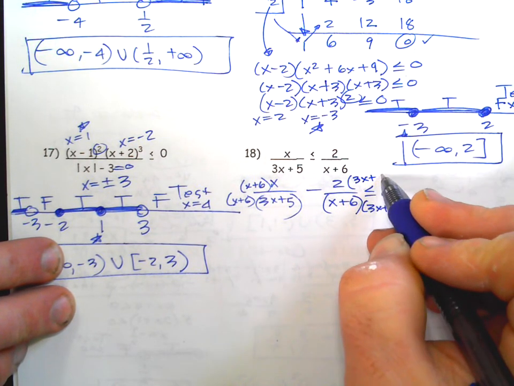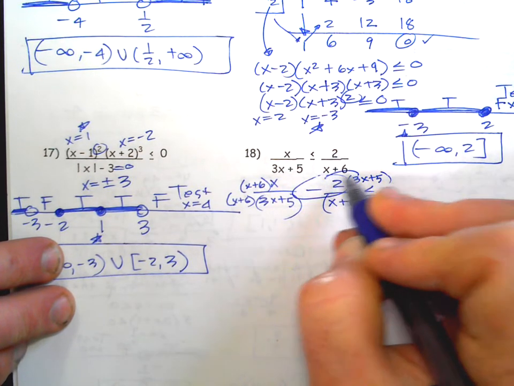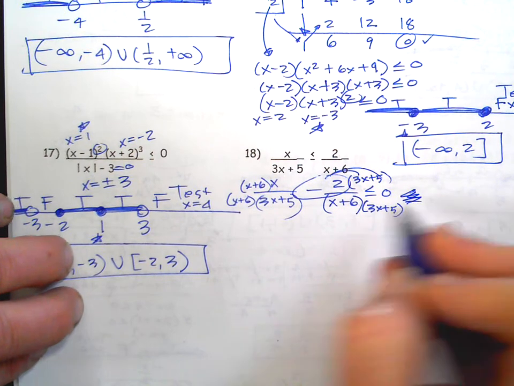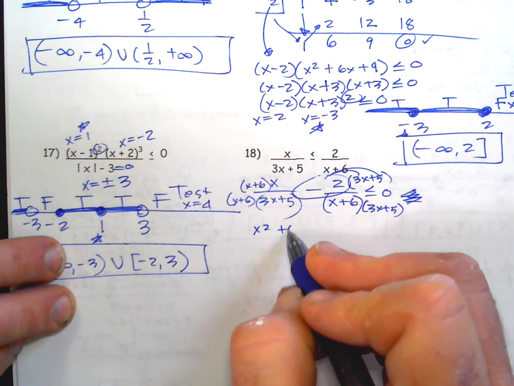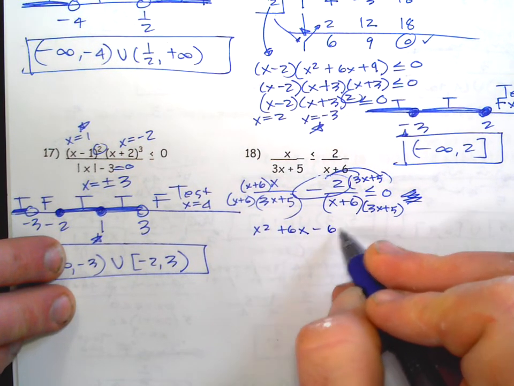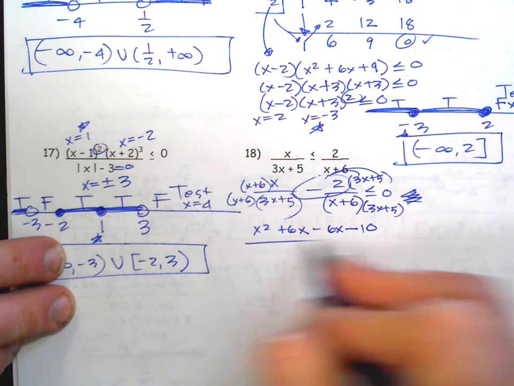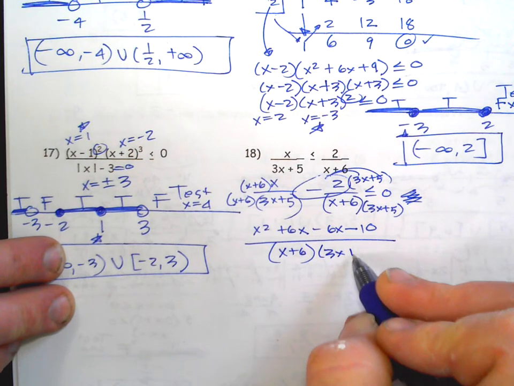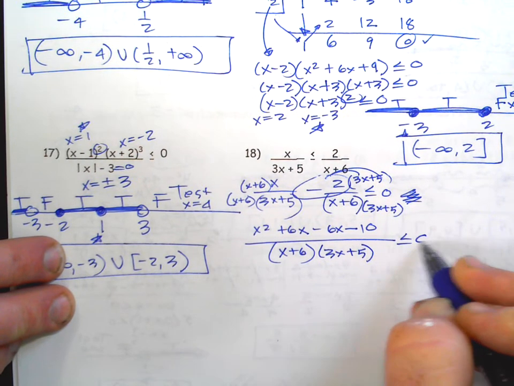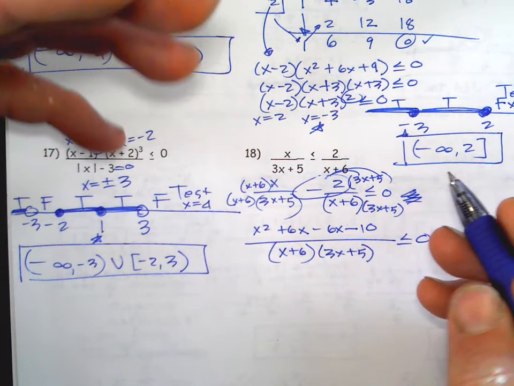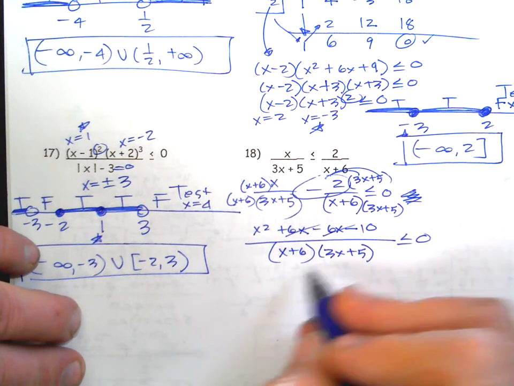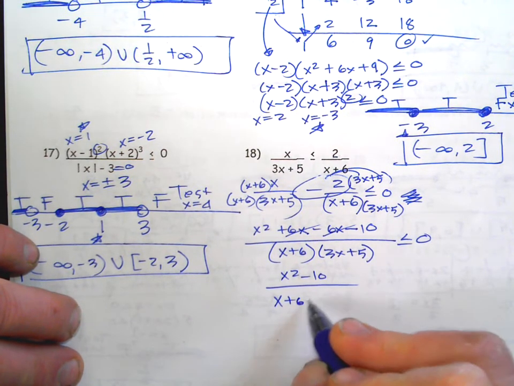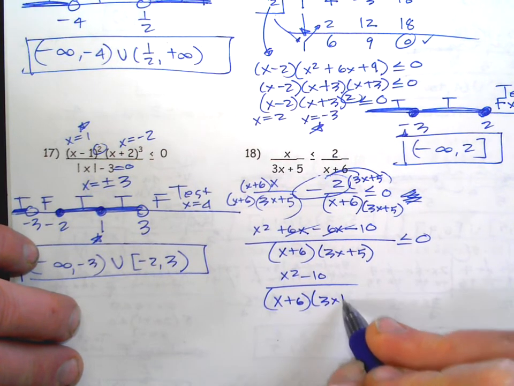Now, when I multiply this on top, I'm going to multiply the negative with it too. Just get that done. All right, so it's going to be x squared plus 6x minus 6x minus 10. Leave the bottom factored. So move everything on one side, give them least common denominators, combine them in a single fraction. Simplify, combine like terms on the top, bottom leave factored.